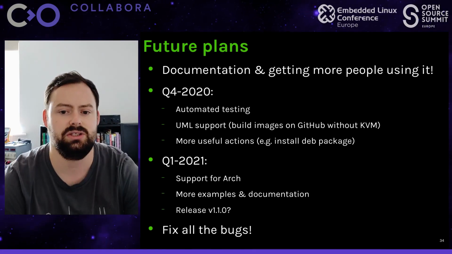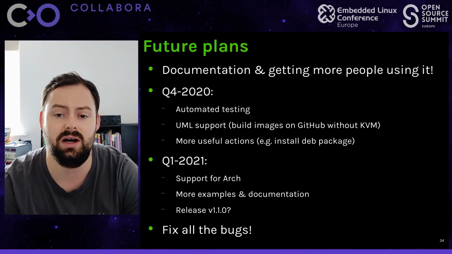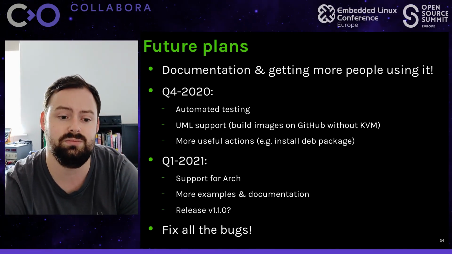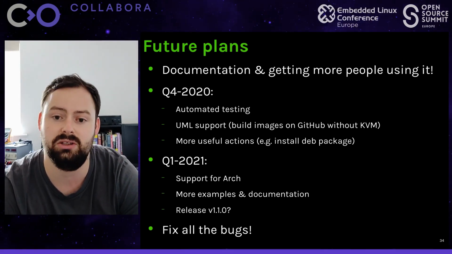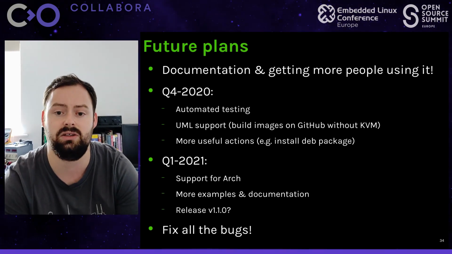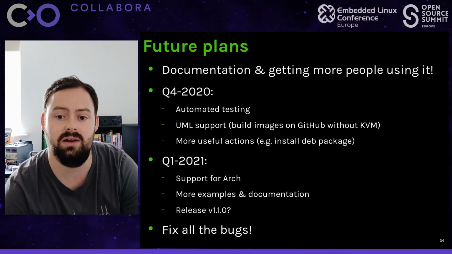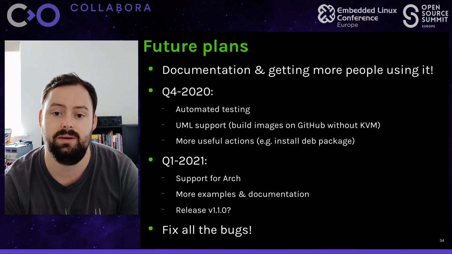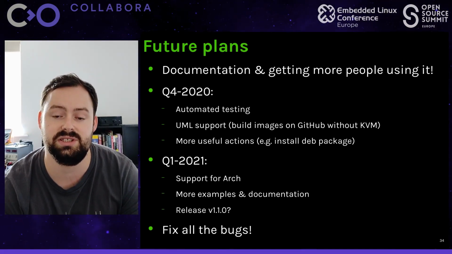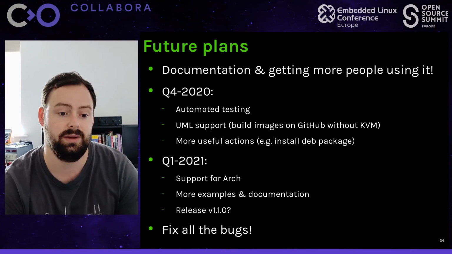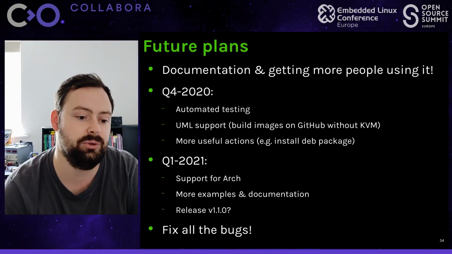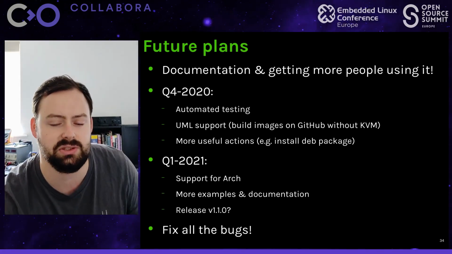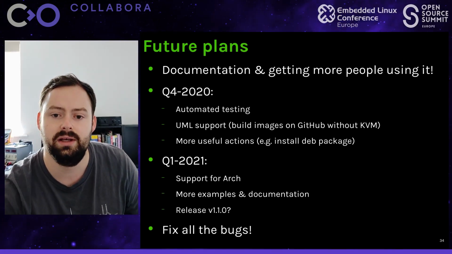Next year, we'd like to add some support for Arch Linux and other distributions. So that's basically running Debos on Arch as well as potentially creating Arch Linux images. There's a lot of interest inside Collabora for creating images for other operating systems in the same way that we do for Debian. And again, more examples and documentation. I think after that's all in place, we're ready to release version 1.1.